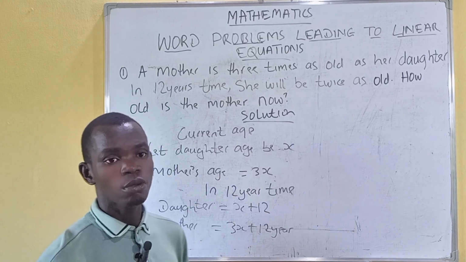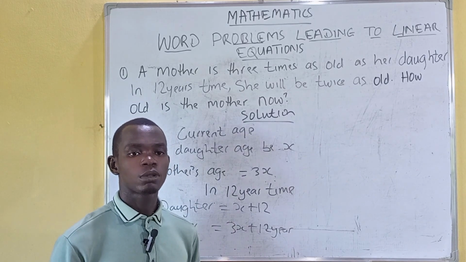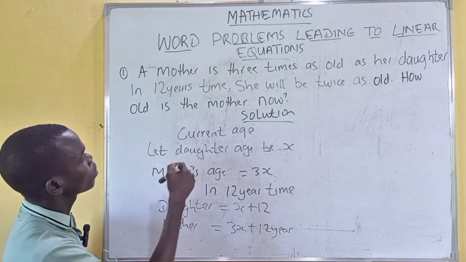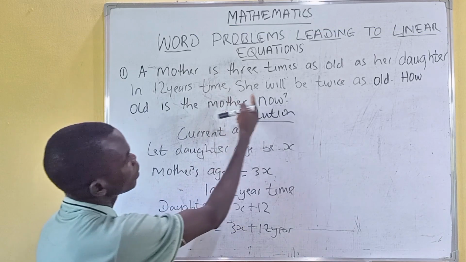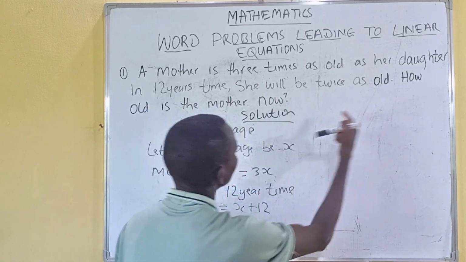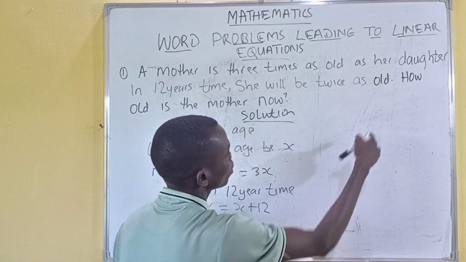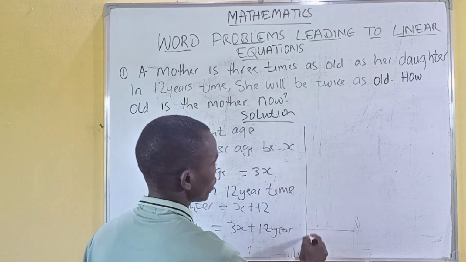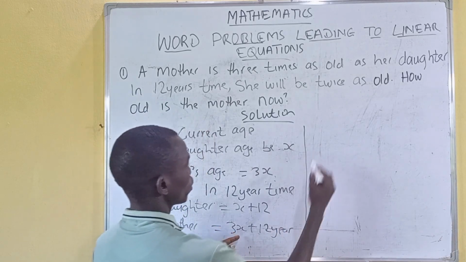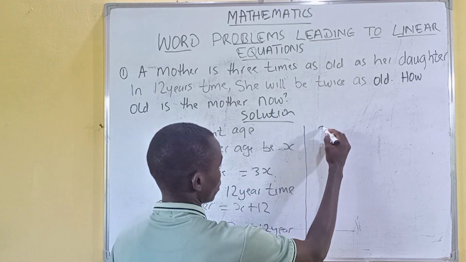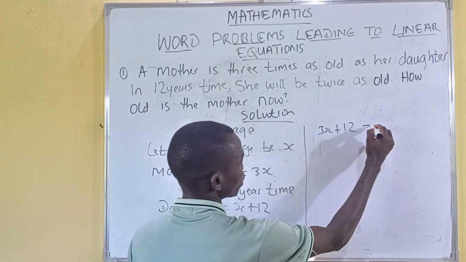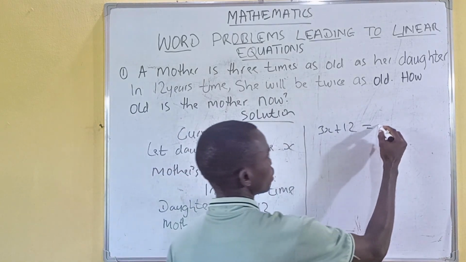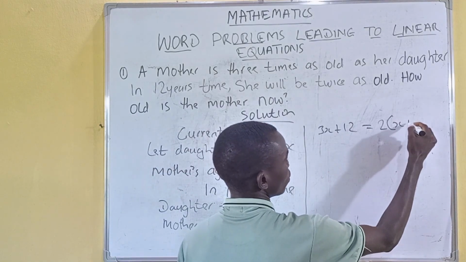So the only thing left is to link, which is the third rule, to link all the parts of the question to form an equation. And we are told that in 12 years' time, she will be twice as old. That is, the mother will be twice as old as the daughter. So from there, we have our equation, which is now the mother's age, 3s plus 12, equals twice the daughter's age, which is 2 bracket s plus 12.